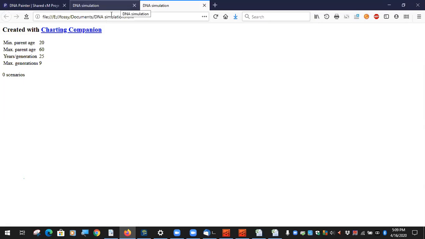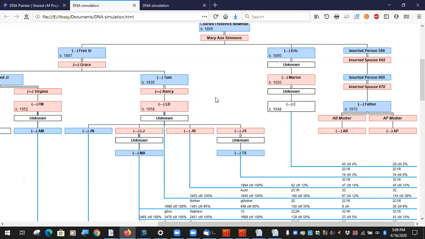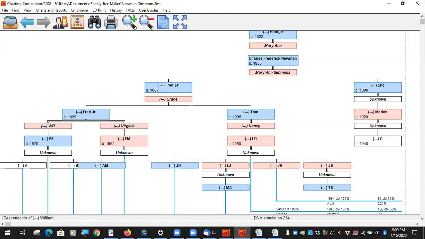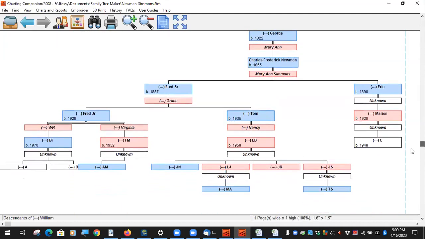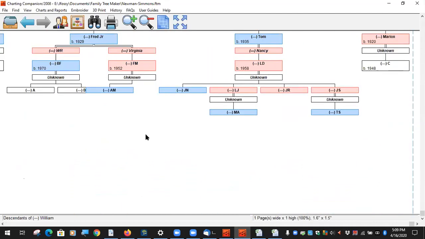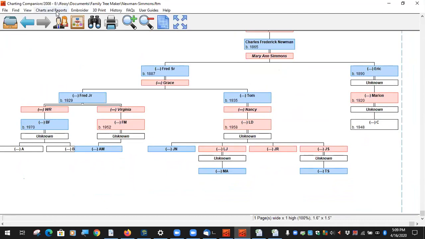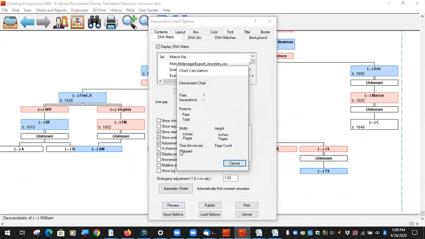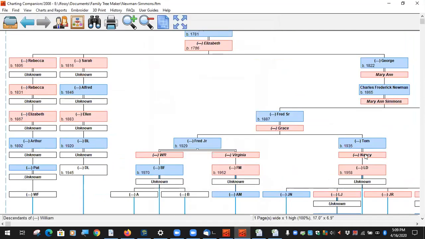And as long as there are red flags in our known tree, no scenario will ever work. So you have to make sure that there's no red.